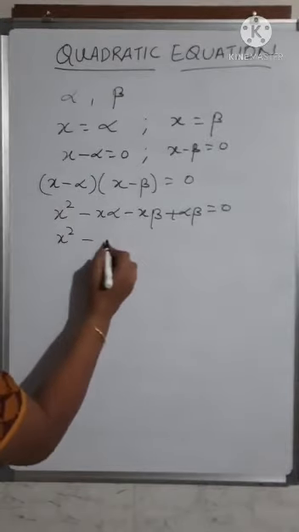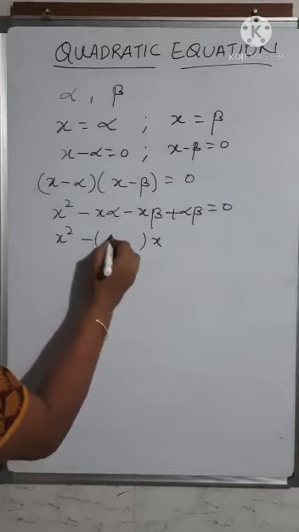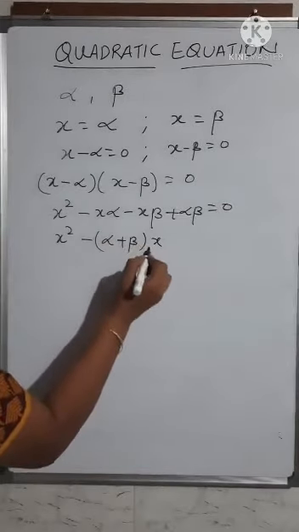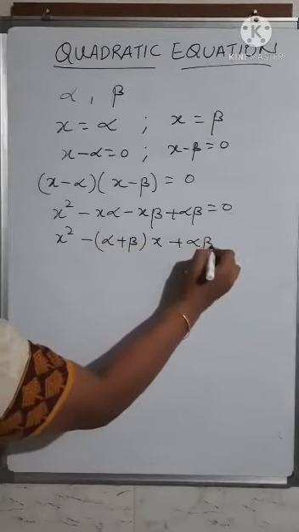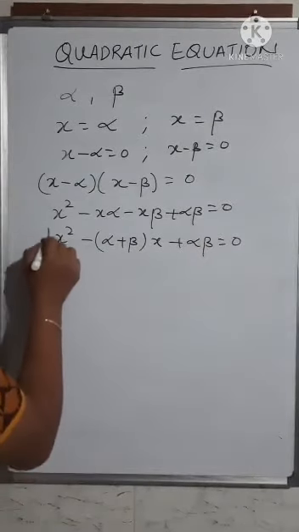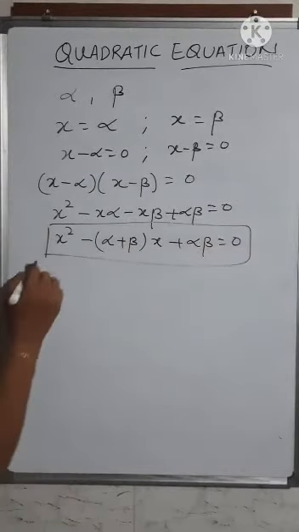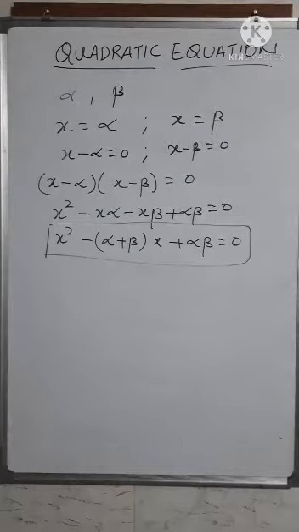From this, x is common. Then in the bracket, you will be left with alpha plus beta plus alpha into beta is equal to 0. So this is the standard form to frame the quadratic equation when two roots are given.